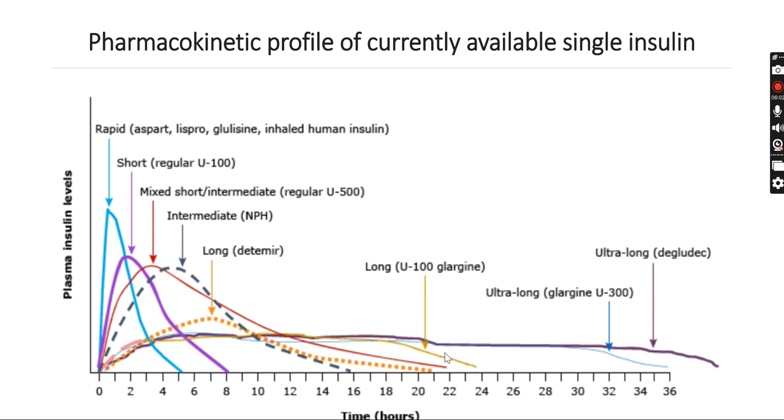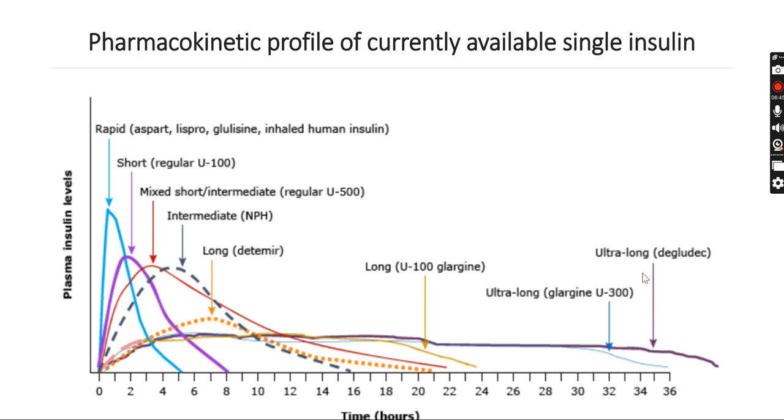In regards to the long-acting insulin, most commonly we use glargine. Glargine lasts for roughly 24 hours, but it can be longer. If we use the concentration of U300, it can last up to 36 hours. You can see that this long-acting insulin, glargine, doesn't have a peak like the other insulin. So glargine is very safe and rarely causes hypoglycemia. And we can use it as a once daily insulin.